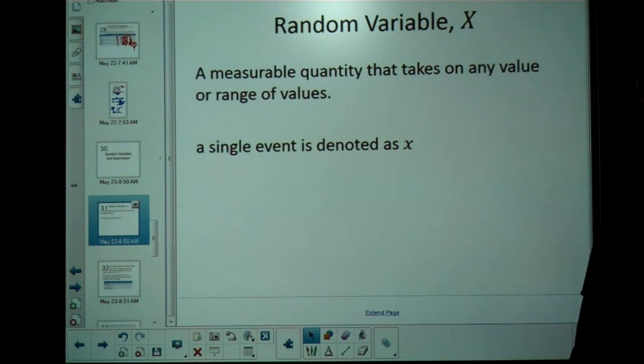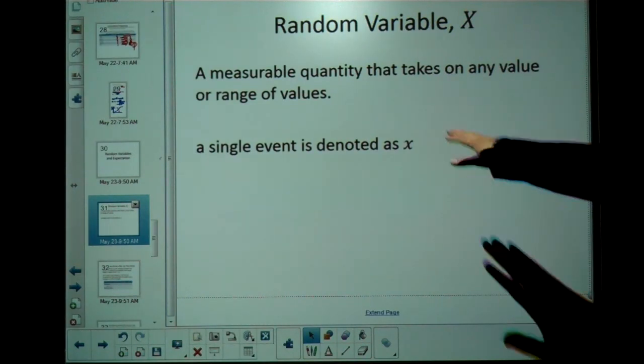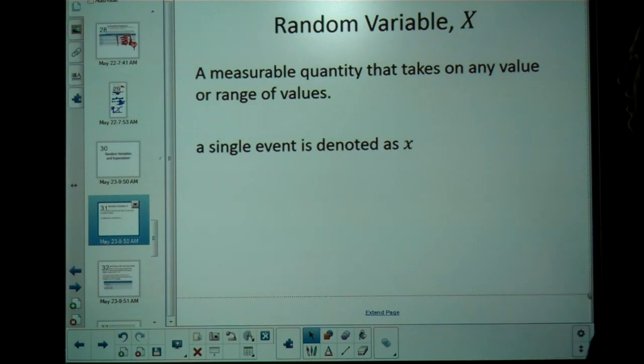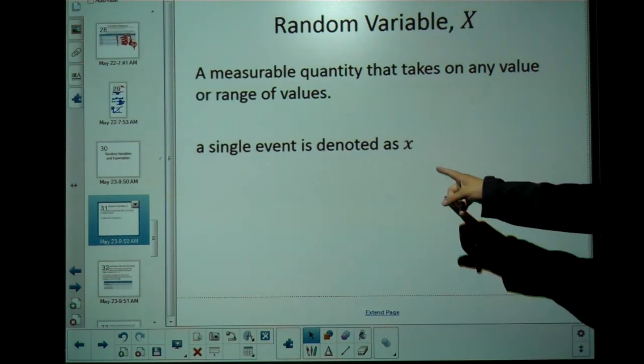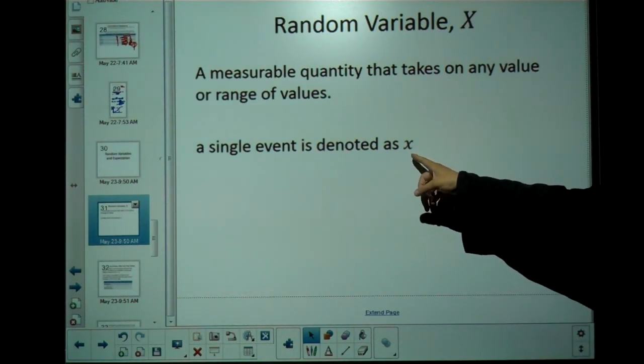So an example we're going to look at today is, if we flip a coin, how many times do we get heads? So for example, you flip a coin 3 times, how many times do you get heads? Well, there's only so many things that can happen. You could get heads 0 times, 1 time, 2 times, or 3 times. That's it. So that's the measurability of it. They are whole numbers in this case. Any single event, so for example, like getting 1 heads would be denoted as X.